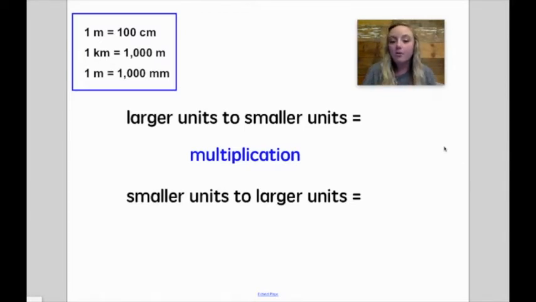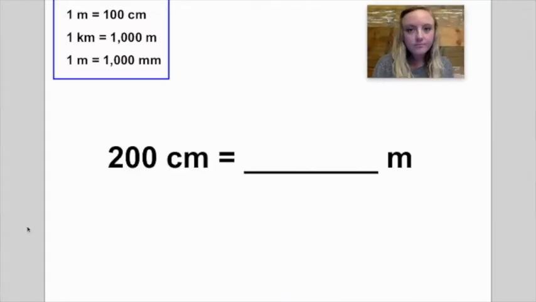To go from a smaller unit to a larger unit, you're going to use division. A fun way to remember that is from small to large, divide and take charge. So knowing the lengths of the measurements and knowing how big or small they are can be really helpful. Let's look at some examples.